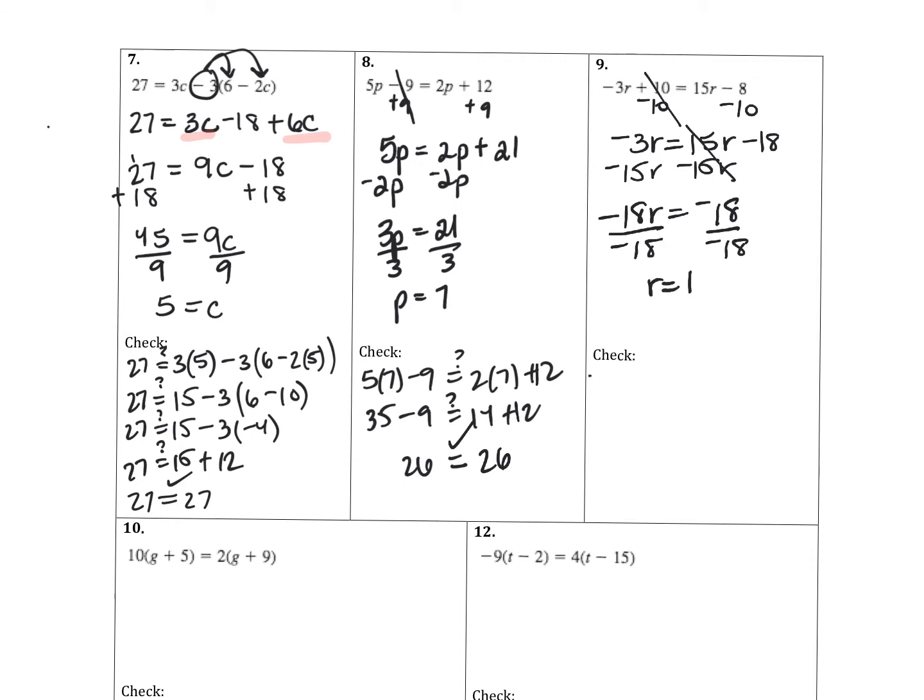Let's check. Negative 3 times 1 plus 10, is that equal to 15 times 1 minus 8? Let's check. Negative 3 plus 10 is equal to 15 minus 8. This is 7 is equal to 7. Yep, we got it right.